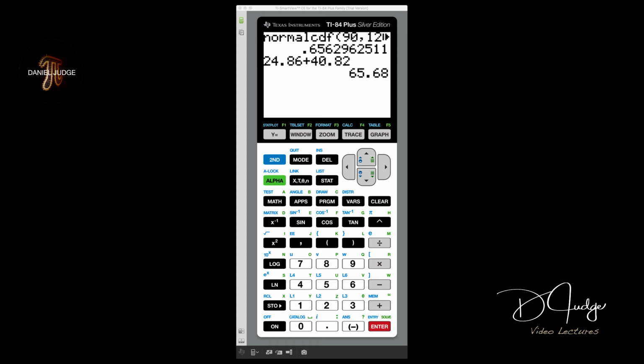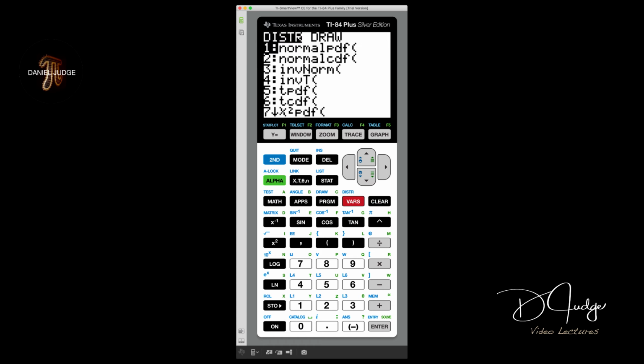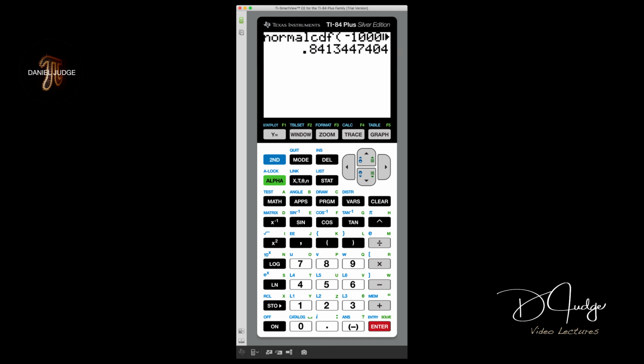So, okay, TI, let's clear you out. I want to find out, can you handle this? Second, lower again is a negative big value. The upper is 115. We get 0.8413. Okay, 0.8413. That's a probability.